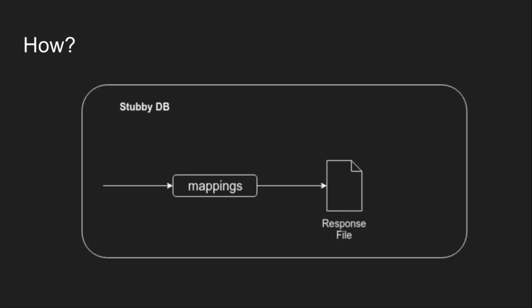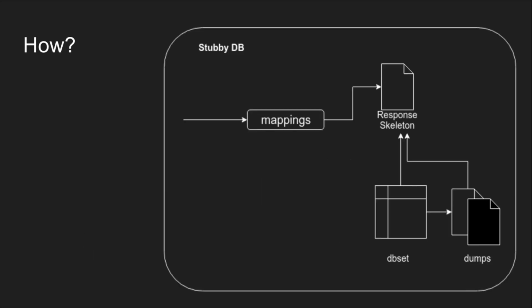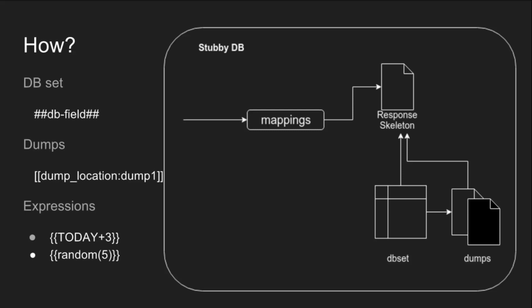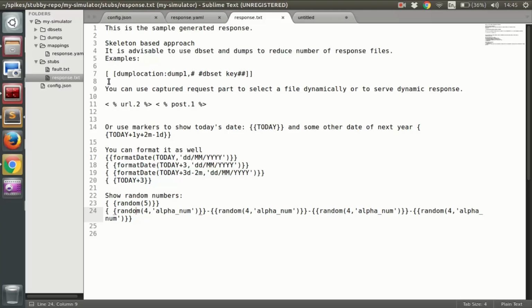You can also use regular expressions to use the same response file for multiple mappings or the same mapping for multiple response files. In this strategy, you basically make a response skeleton and you fill the data from the dumps and dbset. Dbset contains data in the form of rows and columns. You can fill a particular column's data into the response skeleton, and the dumps you can consider as individual files. This is the format of dbset and dumps.